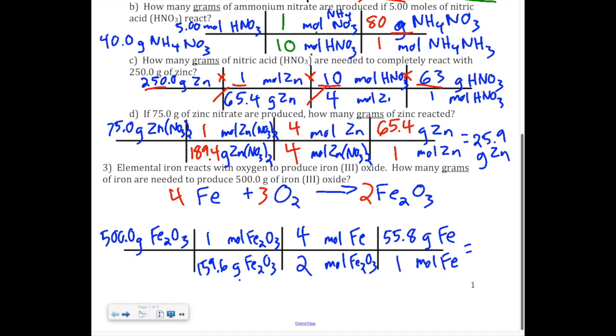And I take all of those. I take 500 times 4 times 55.8 divided by 159.6 divided by 2. And lickety split, I get 349.6 grams of iron. Awesome.